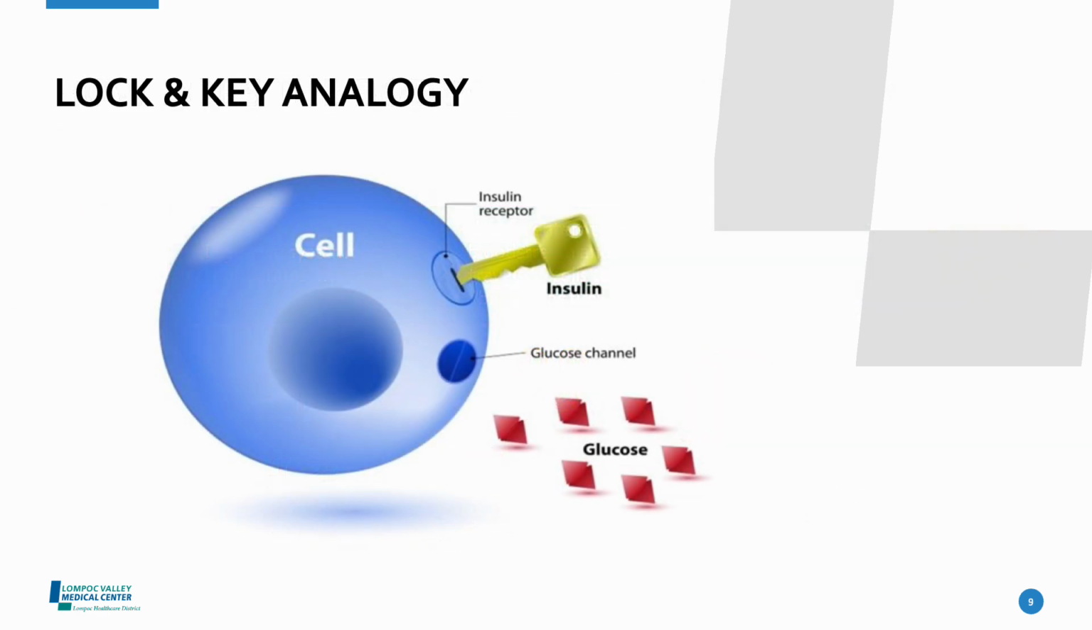Another way you can think about insulin's role in digestion is as a lock and key. The cells are locked, as glucose cannot enter the cells without the presence of the key, also known as insulin. Insulin binds to the insulin receptor, which opens the glucose channel like a garage in order to let the glucose in.